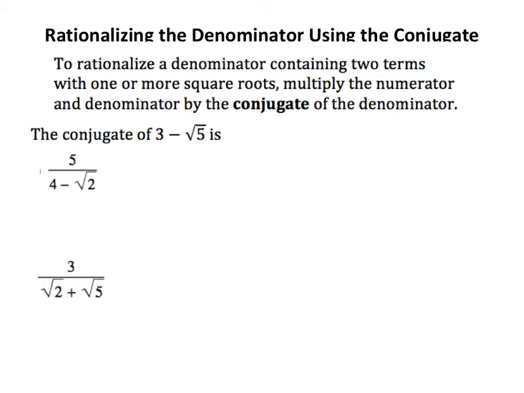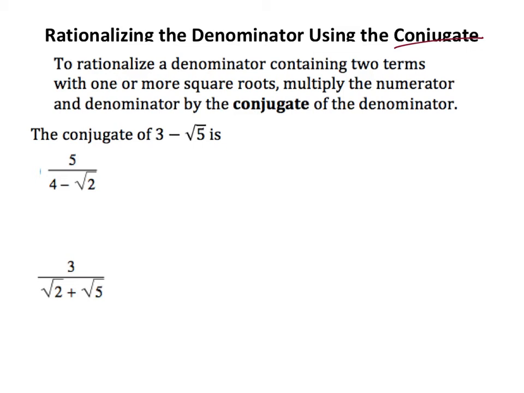Now we're going to go into rationalizing the denominator using the conjugate. The conjugate is a term that we use in math, and we're going to go over what it is. But first of all, to rationalize a denominator containing two terms with one or more square roots, since we don't want square roots in the denominator, what we have to do is multiply the numerator and the denominator by the conjugate.